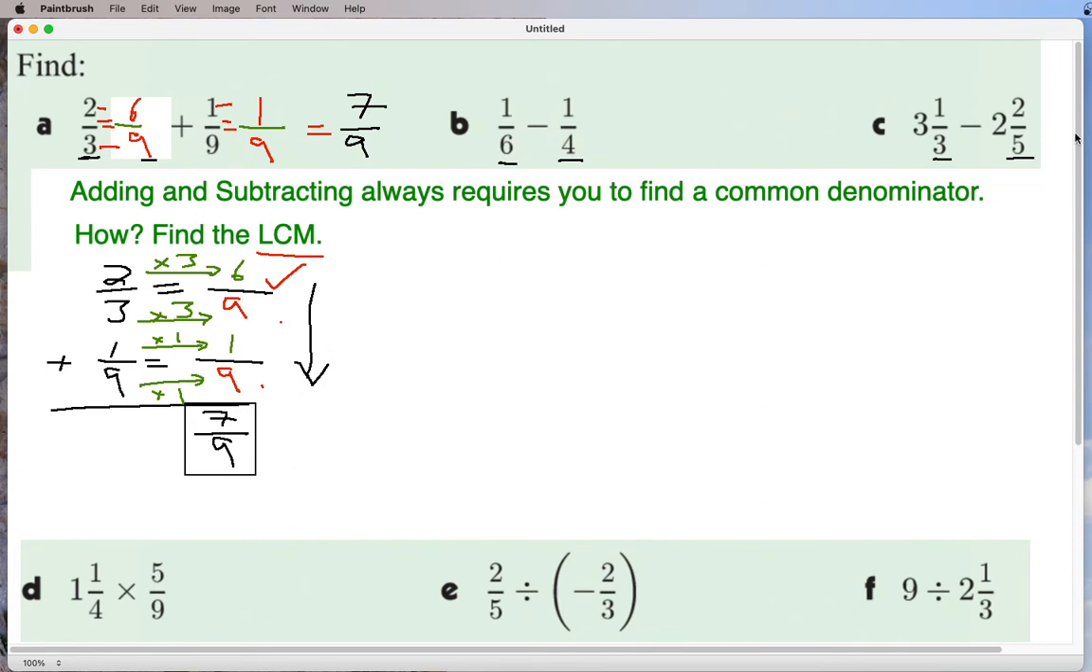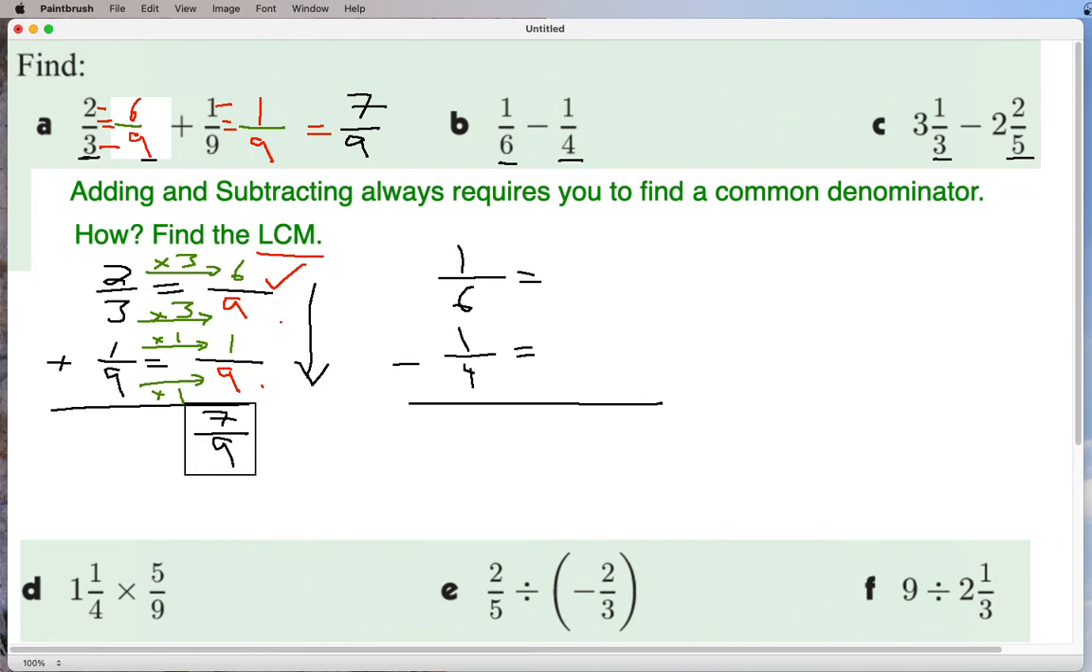Question B, we're going to do the same thing except it's subtraction. So if I rewrite this here and I have 1/4, and I'm going to subtract. I put my line here. I'm going to find the equivalent fractions here.